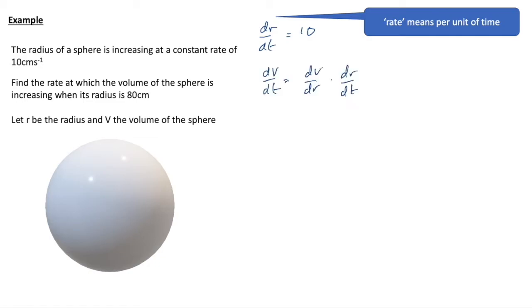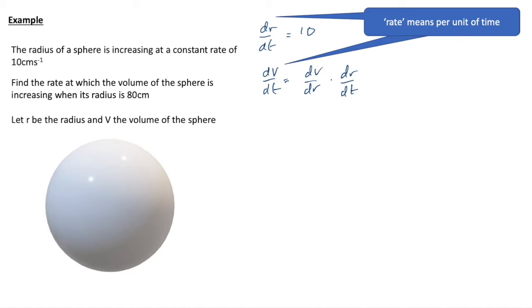Okay, now what we've been asked to find out is what rate the volume of the sphere is increasing at. So we need dv by dt. Now using the chain rule, we can say that dv by dt is equal to dv by dr times dr by dt. And again, remember that dv by dt means it's per unit of time. So this is the rate. So that's what we were asked to find, the rate at which the volume of the sphere is increasing.